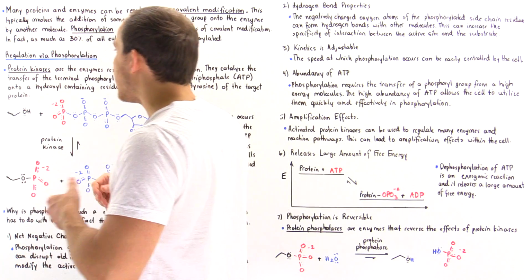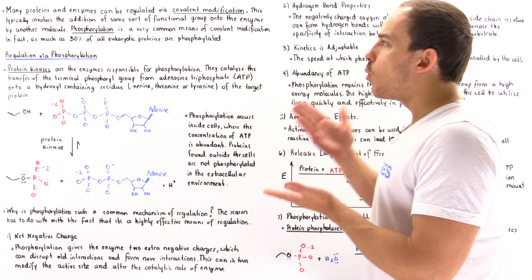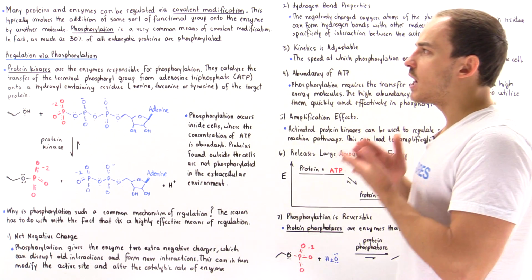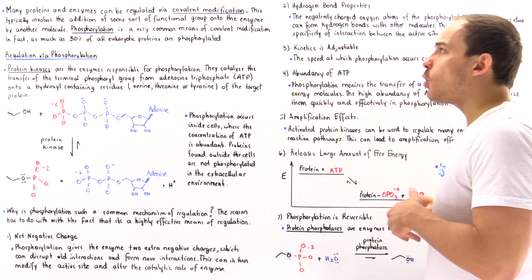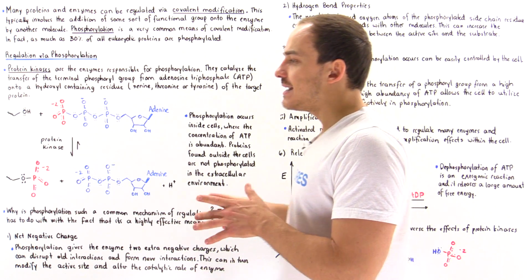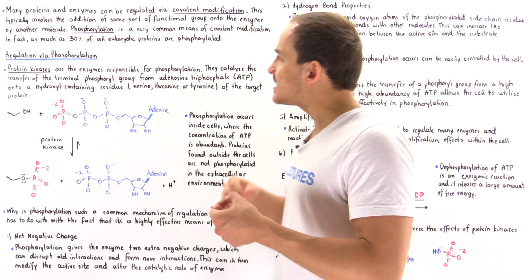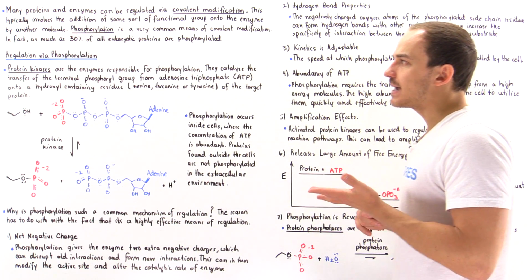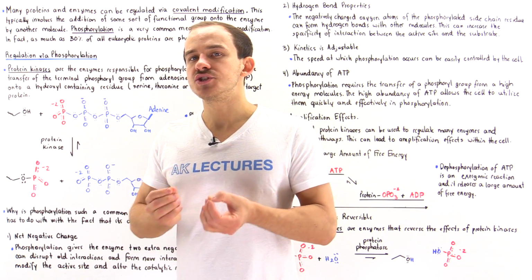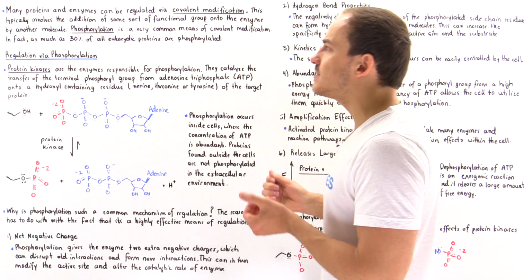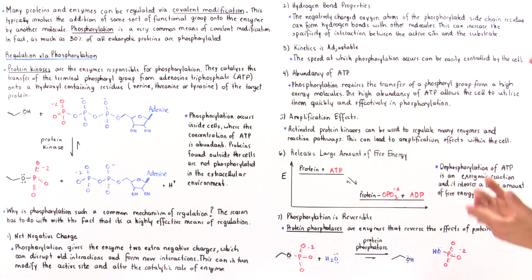Now, the next topic that I'd like to discuss is, why is phosphorylation so common? Why is this one of the more common methods of covalent modification? As I mentioned earlier, it's because phosphorylation is very effective, very efficient, and very convenient. The question is, why? What makes this process so effective and so convenient?